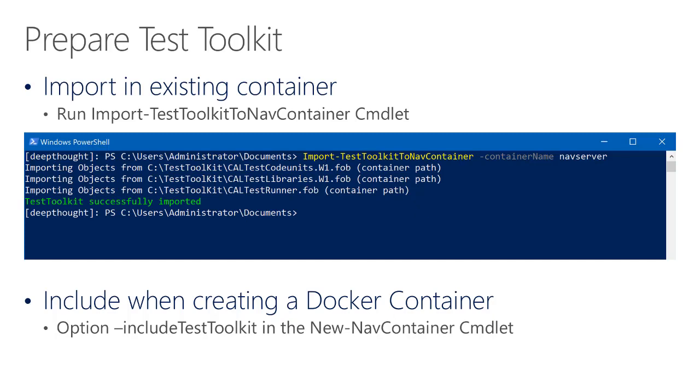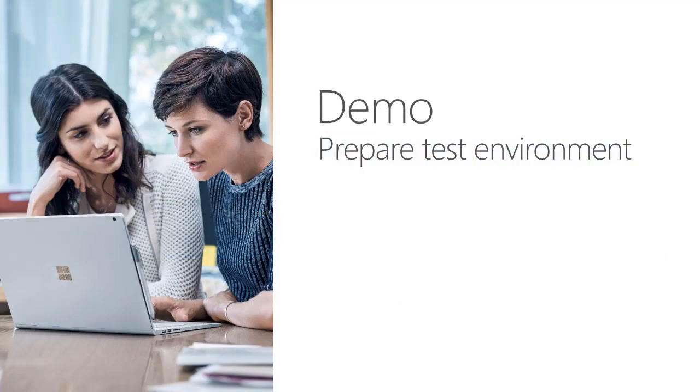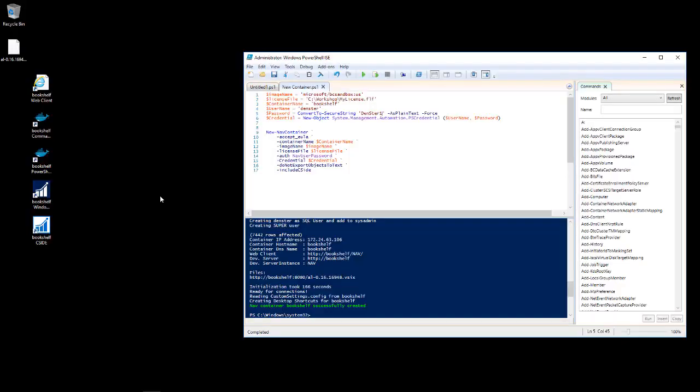But the easy way is also to include it when creating a Docker container. And so there is a switch, the -includeTestToolkit option, in the New-NavContainer cmdlet. And this is what I'm going to show you. So let's go to the VM and I will show you what that looks like and how that works.